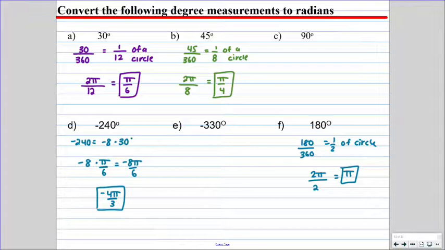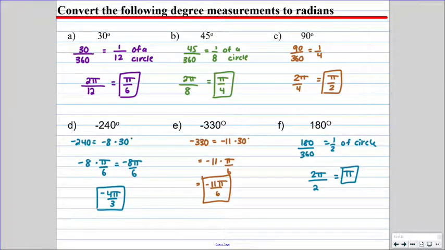Okay, take a second, pause the video, and try doing C and E similar to the way that I just did the other 4 examples here, and then check your answers. All right, C, 90 degrees is 1/4 of a circle, so 2 pi over 4 simplifies to pi over 2 radians. And then E, I can represent negative 330 as negative 11 times 30. We know 30 degrees is pi over 6, so negative 11 times pi over 6 gets us a total of negative 11 pi over 6 radians.